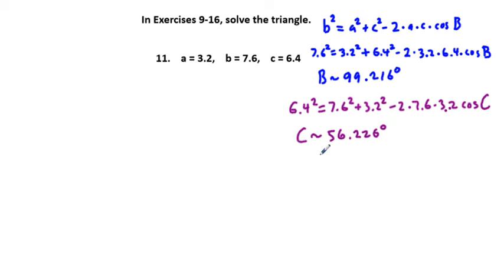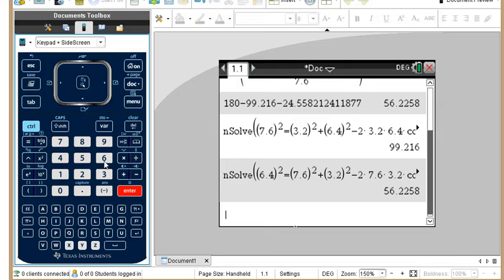And now we can just subtract from 180. That might be the easiest thing. Or we could just put in 3.2 squared equals 7.6 squared plus 6.4 squared minus 2 times 7.6 times 6.4, and that's going to be cosine angle A. So now we go to our calculator again for the third time, in solve menu 3-1.